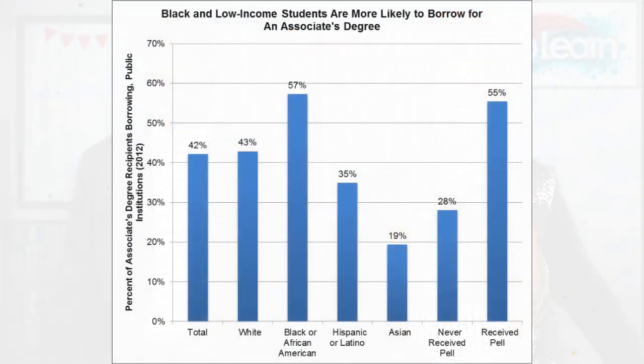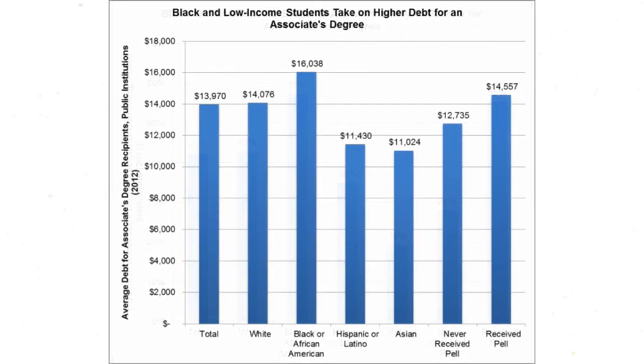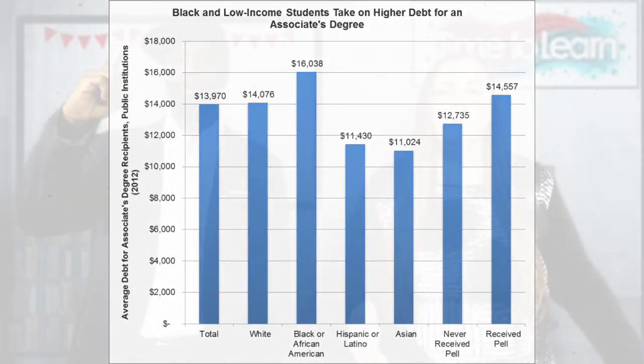According to demos.org and other internet sources, you can see from this chart, Black people and low-income students are more likely to borrow for an associate's degree, and I also read that the same was true for a bachelor's degree as well. Also, Black people and lower income students, as this chart shows, are actually more likely to borrow more money and have more debt as well.